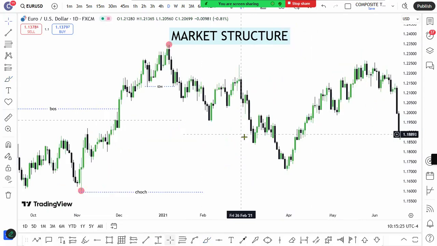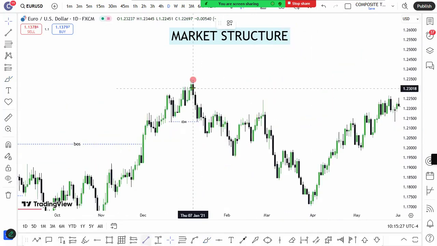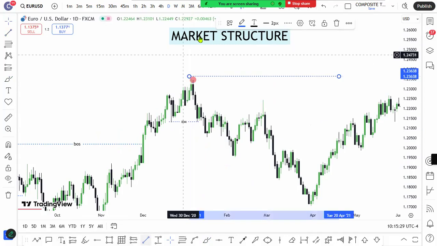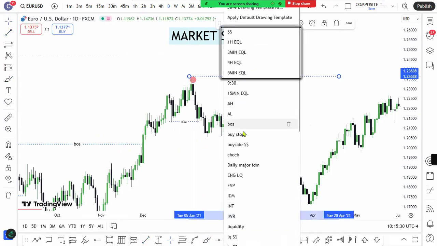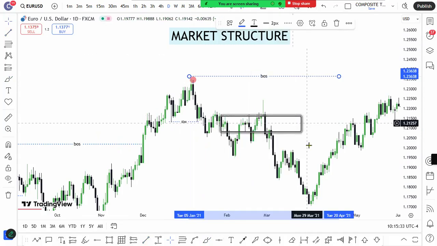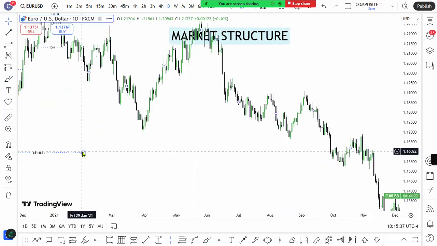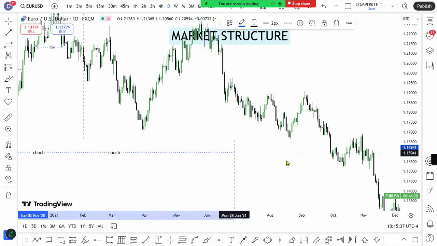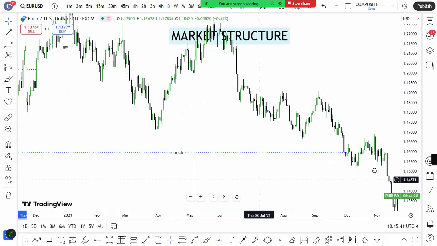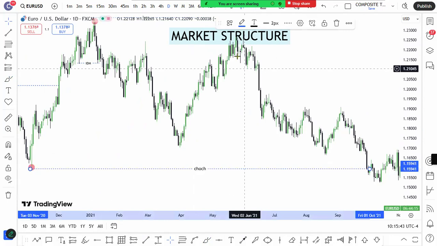Price, and again, if price wants to give us a continuation, it should go up and break that high and give us a new break of structure. So let's see what happened here. Okay, if you look at this level, price went lower and broke that structure. So here we have a change of character.